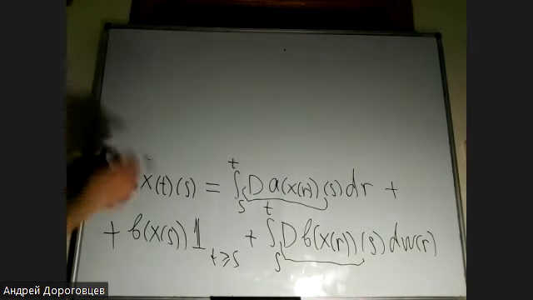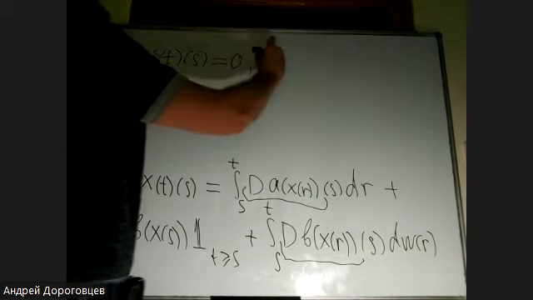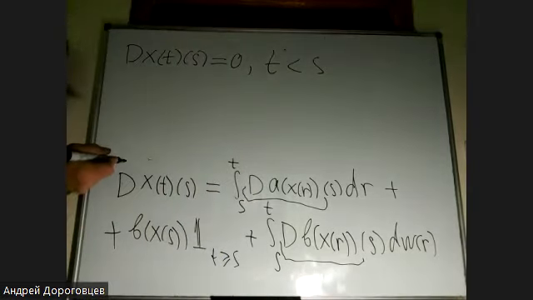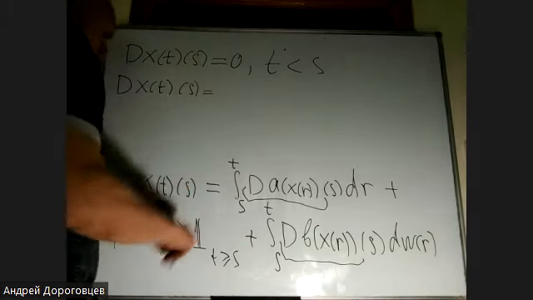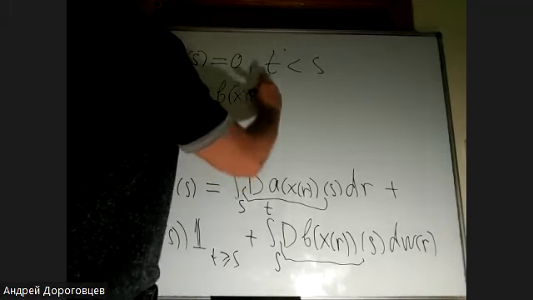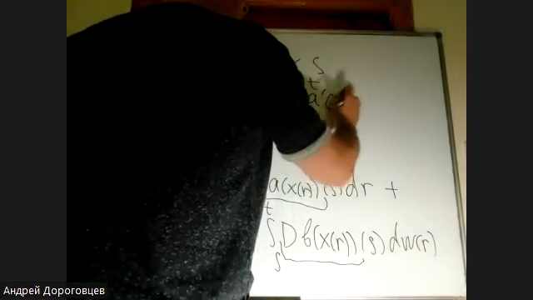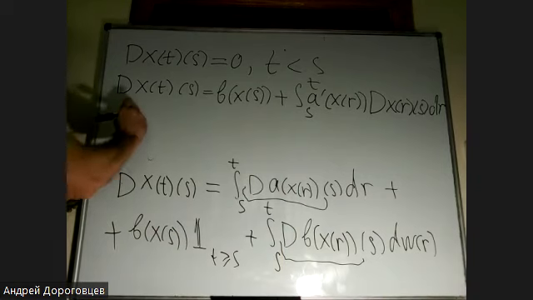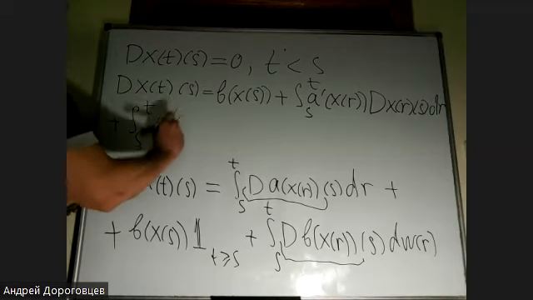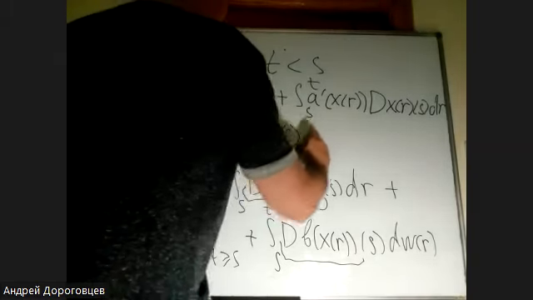That, as we mentioned, Dt x at s is equal to 0 when t is less than s. In the opposite case, we have the following relation. D_s x_t is equal to b(x_s) plus the integral from s to t of a prime of x_r multiplied by D_s x_r dr, plus the integral from s to t of b prime of x_r, D_s x_r dW_r.